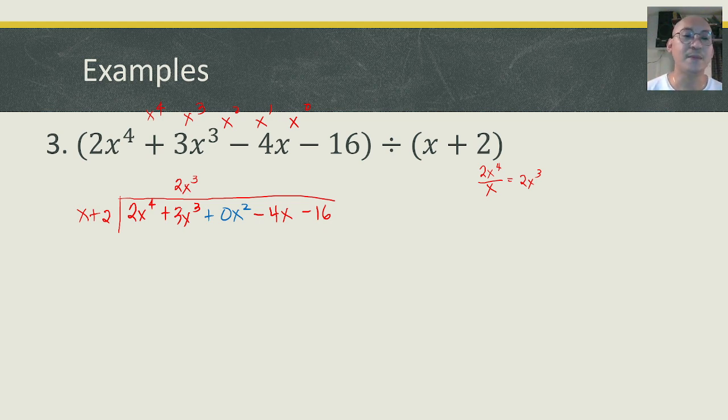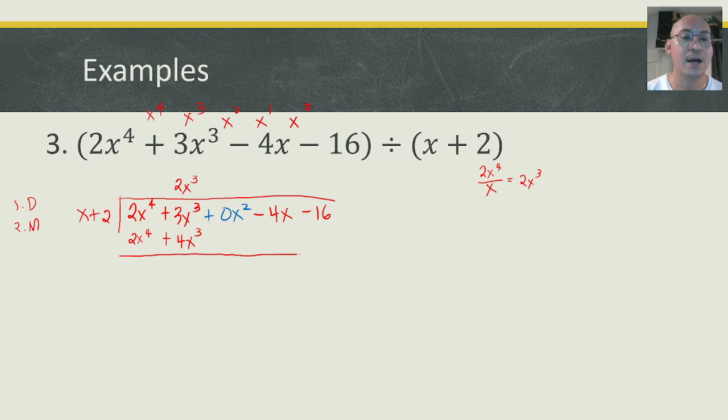Okay, next step is, again, first step is divide, second step is to multiply. So multiply 2x cubed to the terms of the divisor. 2x cubed times x is 2x to the fourth power. 2x cubed times positive 2 is 4x cubed.